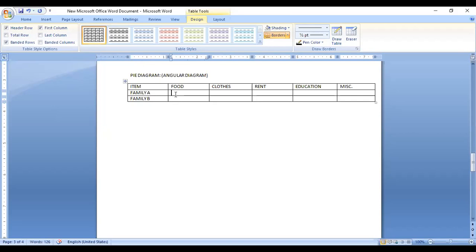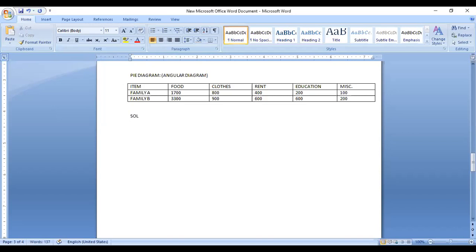On food 1700, 3300. On clothes 800, 900. On rent 400, 600. On education 200, 600. On miscellaneous items 100 rupees, 200 rupees is spent. This is the data. This is the question for the pie diagram.